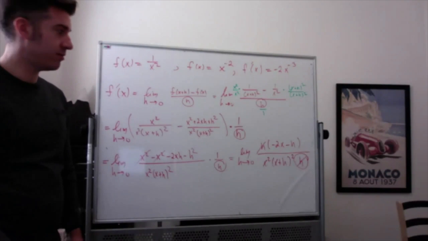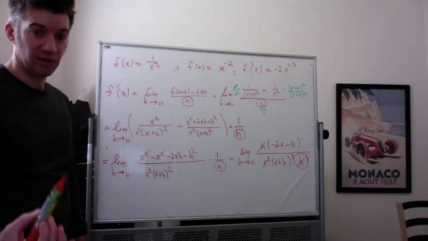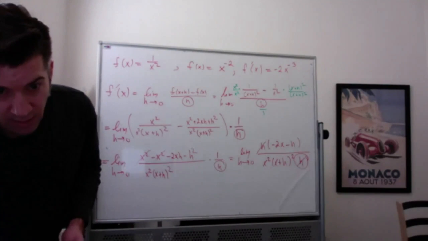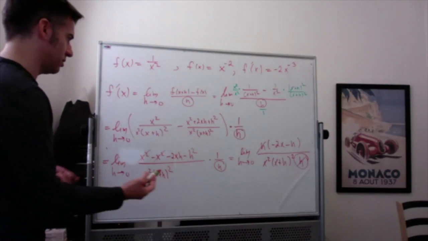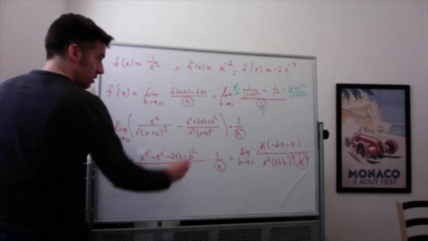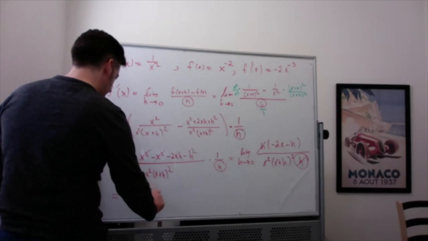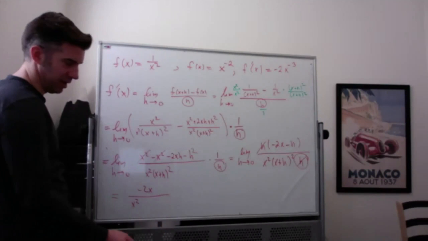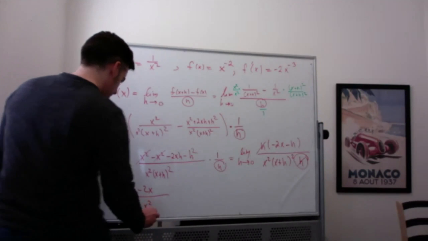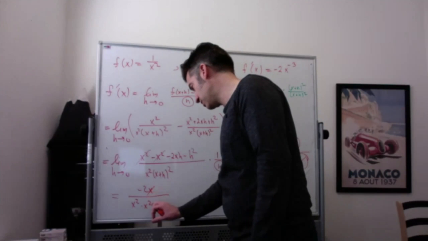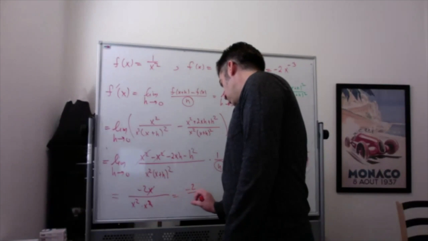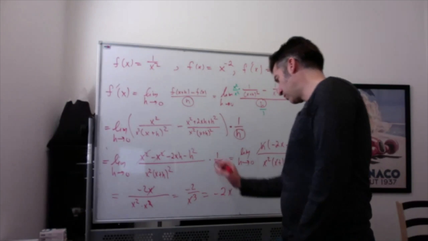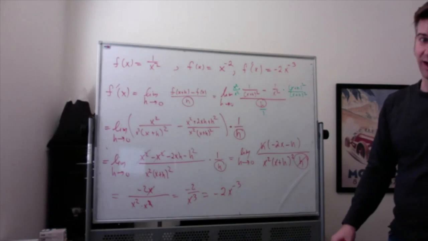Those cancel out. And after you cancel out the original bottom h, we're going to try and take the limit. We're actually going to plug in h going to 0. So I'm going to get negative 2x minus 0 on top over x squared times x plus 0 squared, which is x squared. Which ends up being, if I cancel one of the x's, negative 2 over x cubed. Or if you prefer, negative 2x to the negative third. Which is exactly what we got using the power rule.